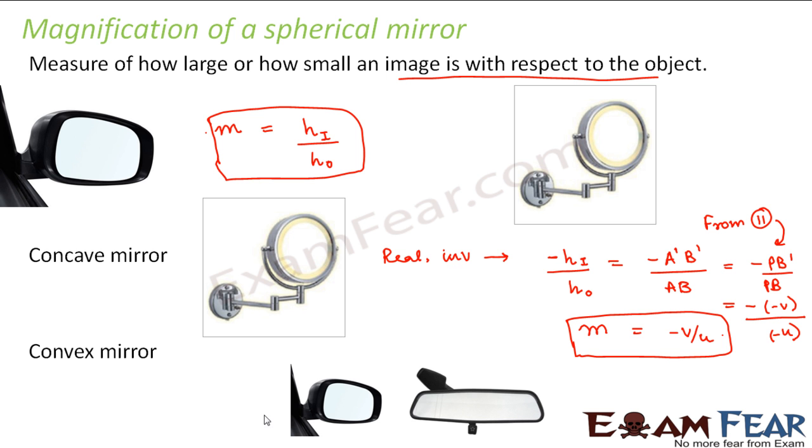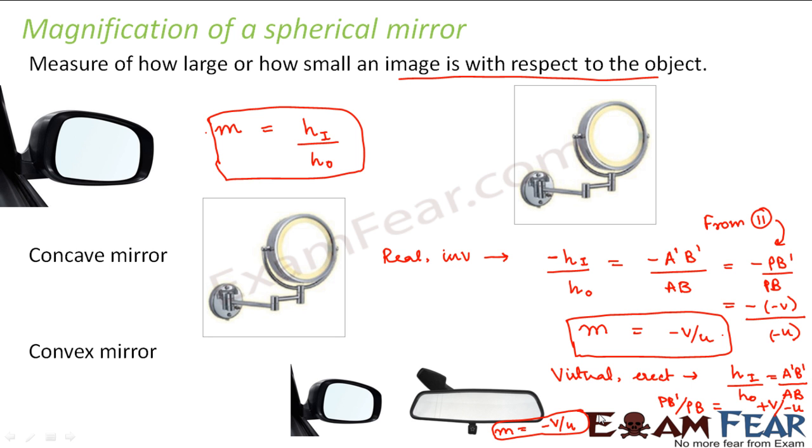So in case of a convex mirror, what happens? The image formed is virtual and erect. So here you can write that height of image by height of object, because both are positive, can be written as A dash B dash divided by AB. This in turn can be written as PB dash divided by PB. For a convex mirror, PB dash will be plus v and PB will be minus u. So therefore in this case also magnification is equal to minus v by u.